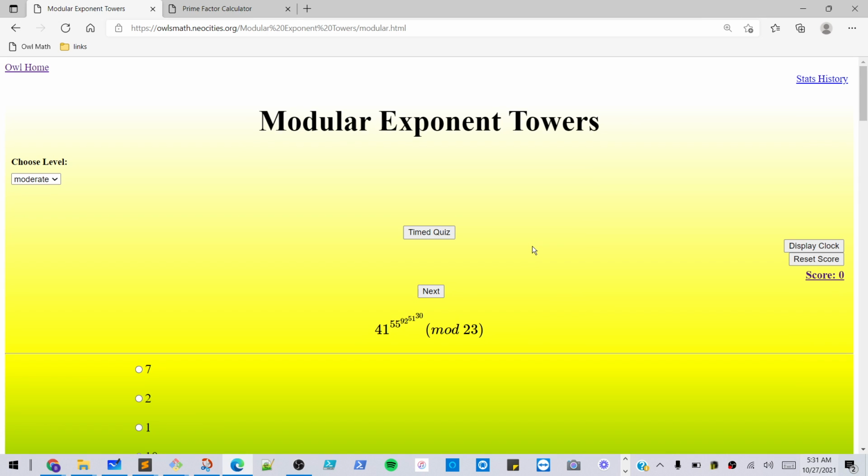Okay, so I'm looking at this quiz, Modular Exponent Towers. I have this massive exponent here, 41 to the 55th to the 92nd to the 51st to the 30th, mod 23. So we want to break this down and simplify it and get it into something manageable that can be solved.